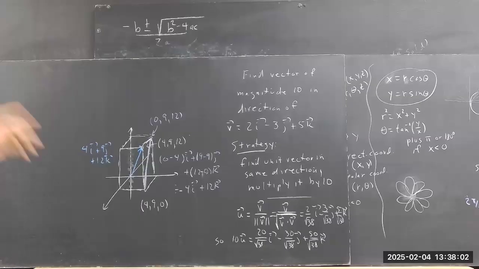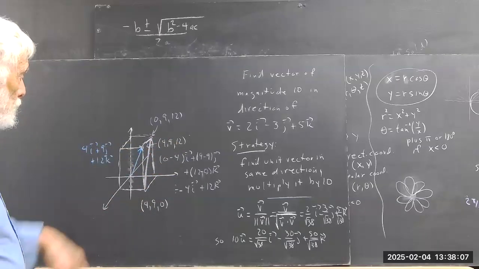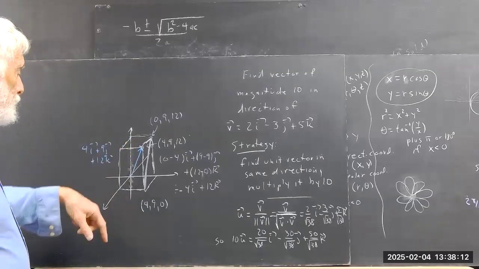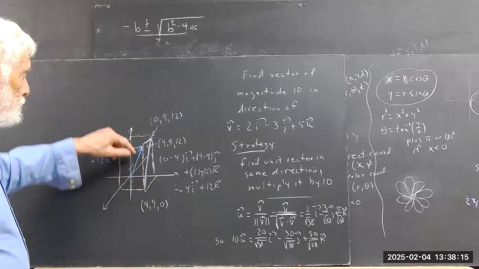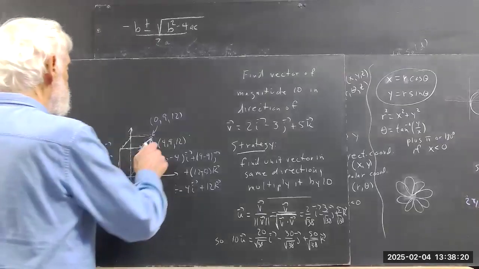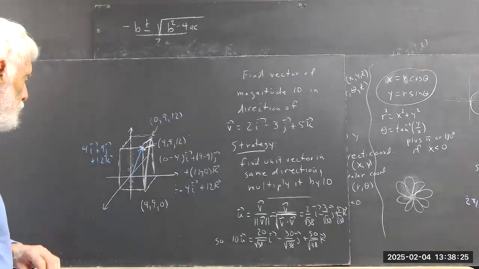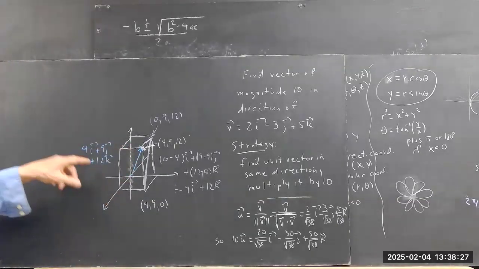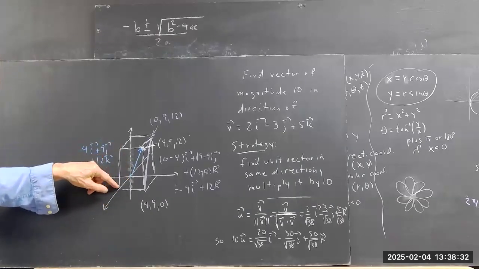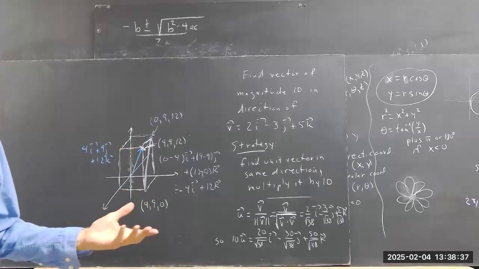Okay, so looking at this rectangular solid, where this point is 4, 9, 0, this point is 4, 9, 12. I've got my labeling all messed up. There it is. And it should be clear that the vector from here to here is 4i plus 9j plus 12k. To start here, you've got to go 4 units in the i direction, 9 units in the j direction, 12 units in the k direction.